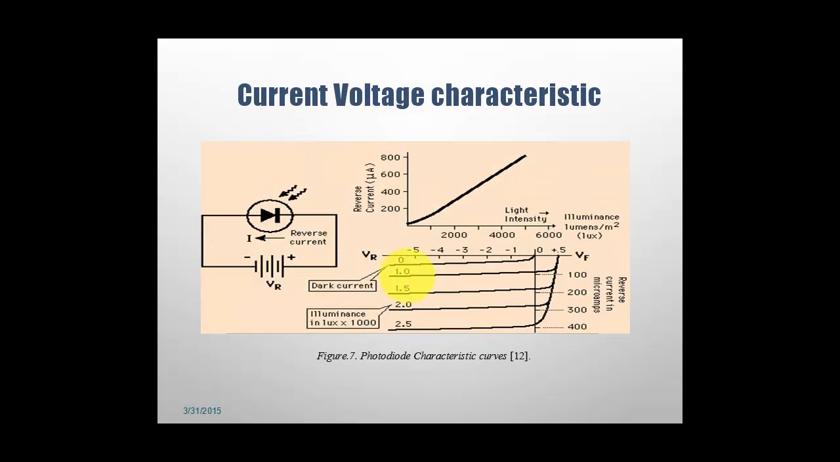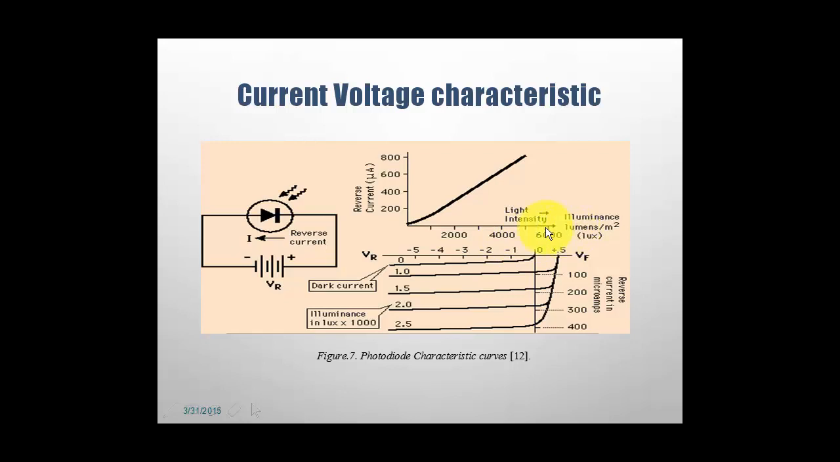Current voltage characteristic curve. In the current voltage characteristic curve, it is very obvious. You can see this graph, which is actually the zoom in from here. The luminance versus the dark current. Dark current is the minimum current without light, which is normally generated without light. When the diode is in reverse bias, a very minor current will flow, which is known as a dark current.